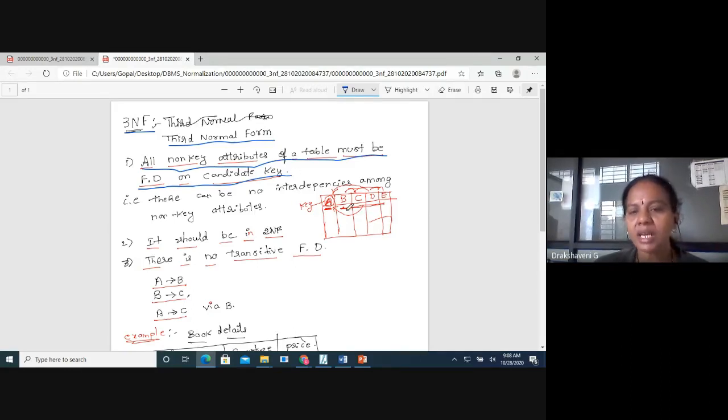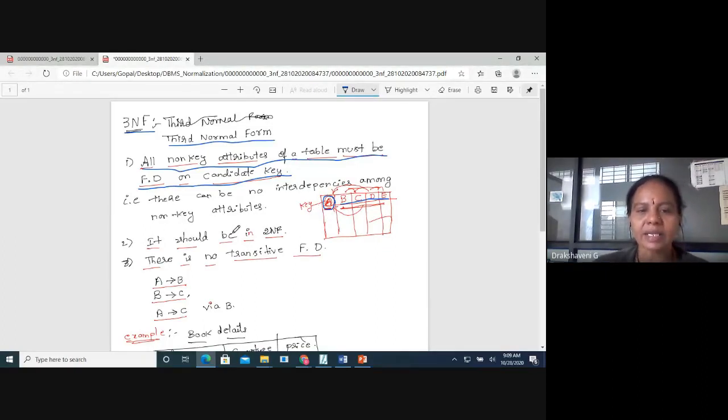What does that mean? In this table, A is the primary key, and the other columns B, C, something like your USN, your name, your age, your marks, the rest of them should be functionally dependent on your USN number. That's what it means. Non-key means A is the primary key. B, C, D, E are not keys, they are just attributes. All these should be functionally dependent on this.